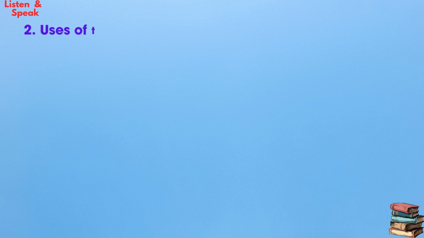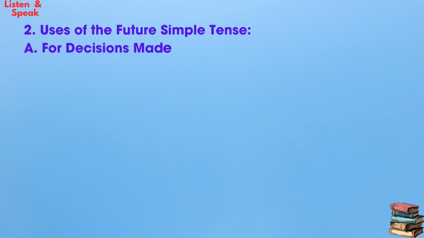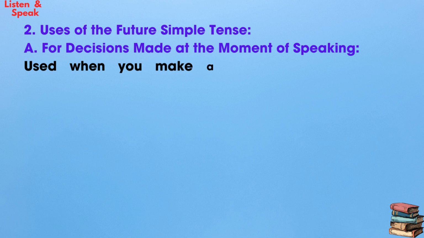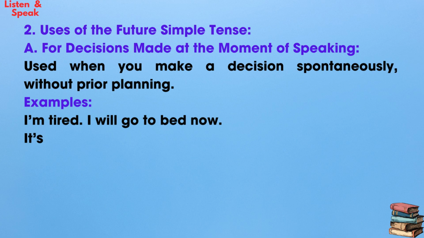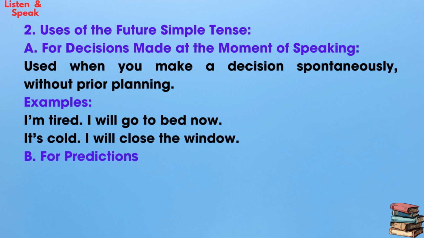2. Uses of the future simple tense. A. For decisions made at the moment of speaking. Used when you make a decision spontaneously, without prior planning. Examples: I'm tired. I will go to bed now. It's cold. I will close the window.